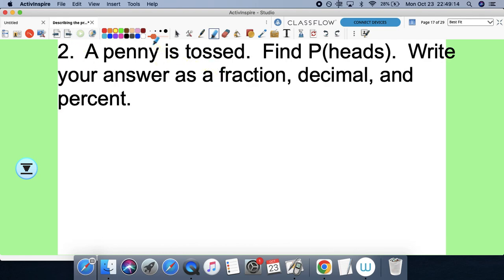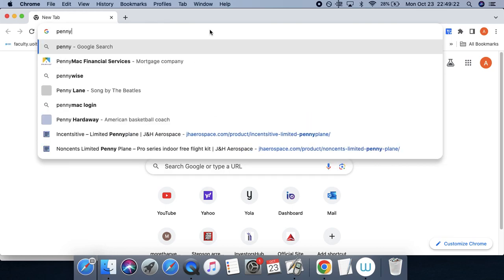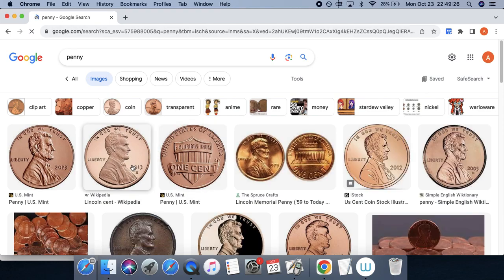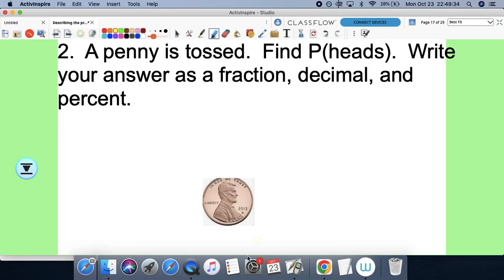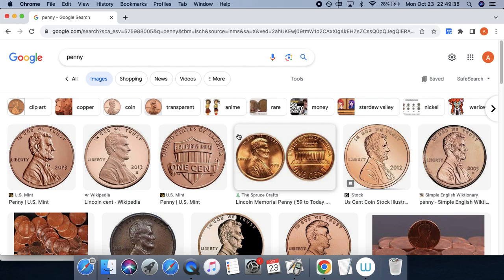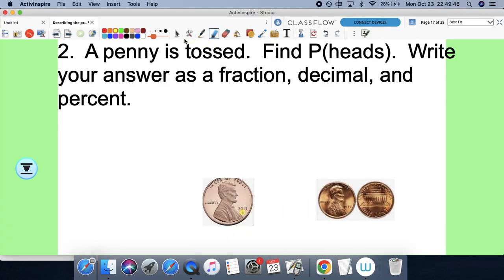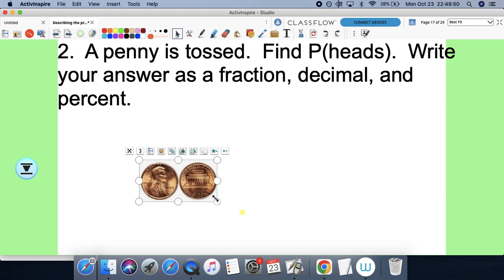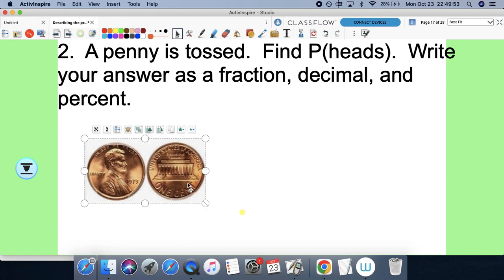Let's go to question 2. A penny, which is a coin, right? Let me see if I can take that picture of a penny. Okay, so this is a penny. A penny has 2 sides. A coin has 2 sides, right? In English, we call this heads, and we call this tails. So they're tossing a penny, and you want the probability that it's going to land on heads.